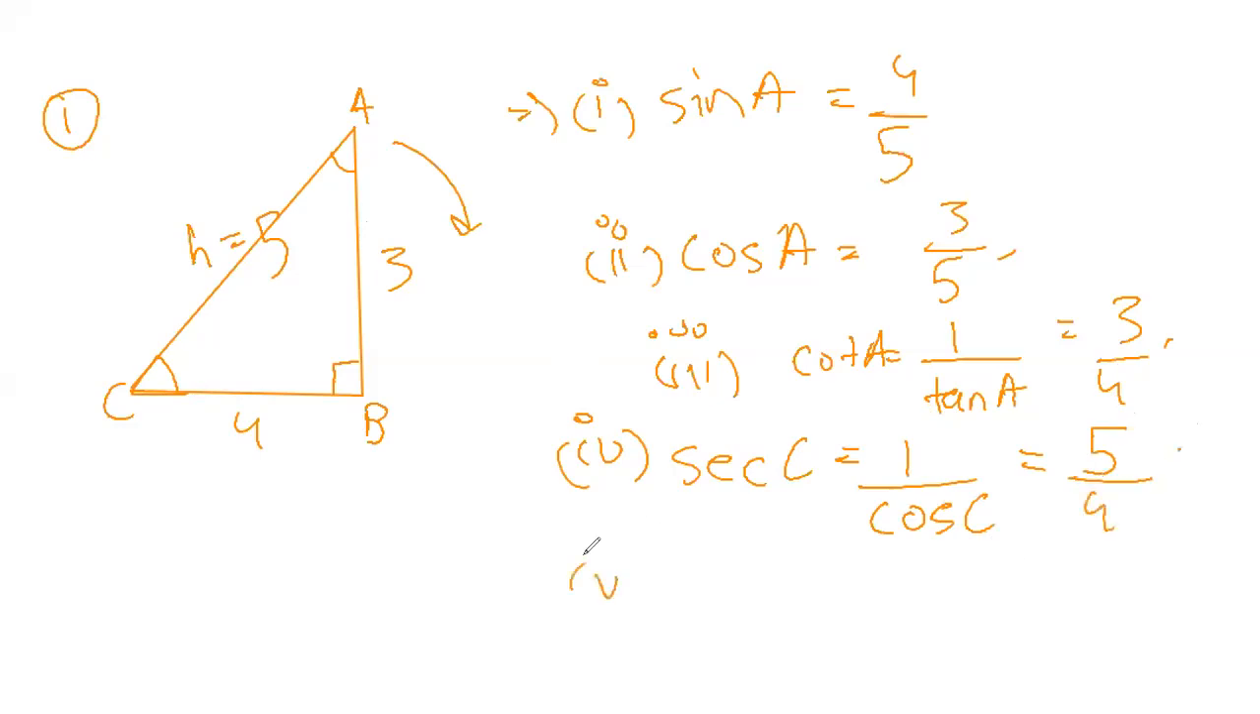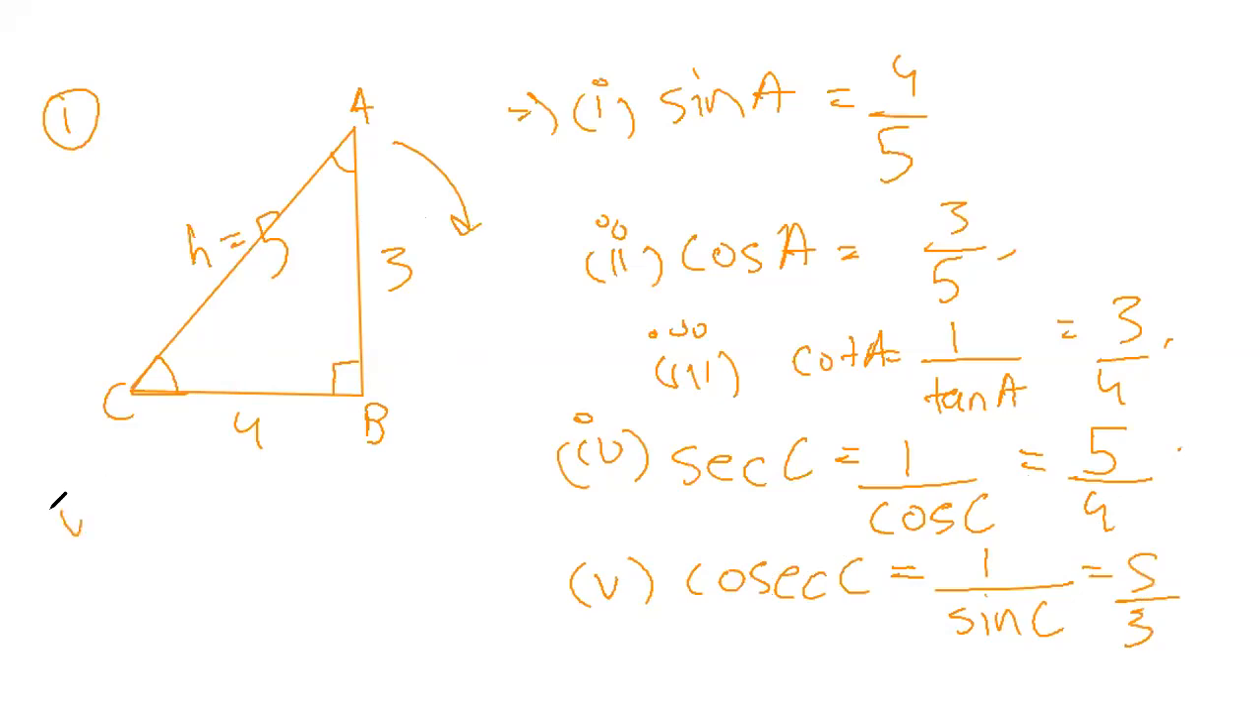Okay. So our fifth question states cosecant C. Cosecant C means 1 upon sine C. So sine C is the reciprocal of cosecant C. So if we find the value for sine C, so sine C is with respect to C, tell me the sine C, that is perpendicular upon hypotenuse, that is 3 upon 5. So cosecant C is the reciprocal of sine C. So if the answer is 3 upon 5, so cosecant C will be 5 upon 3.